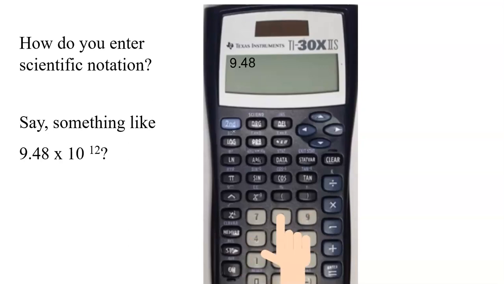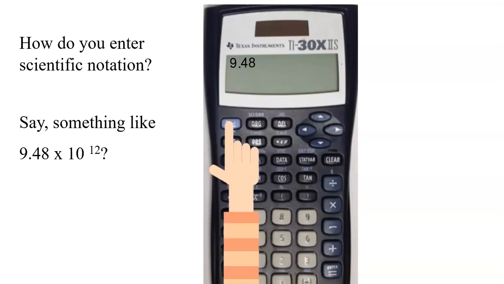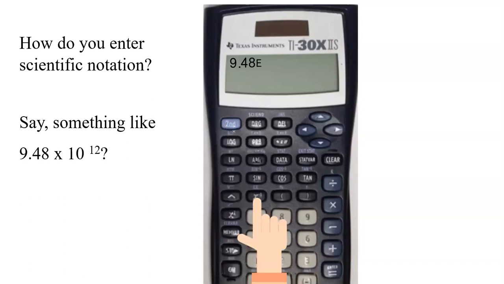So 9.48, and then you don't touch the multiply key. You don't touch anything other than this second function. And then right above the 7 key, there's this double E that is above the key itself. And that's going to handle putting it into scientific notation for you. So then after that, all we have to do is enter the exponent. Enter 12. And then when you hit equal, you'll see what the calculator spits back out. This is the form the calculator writes scientific notation in. So again, you don't touch the multiplication key. You just hit that double E, and that puts it into the scientific notation form for you. There'll be a couple of other examples that we're going to see as we go along.